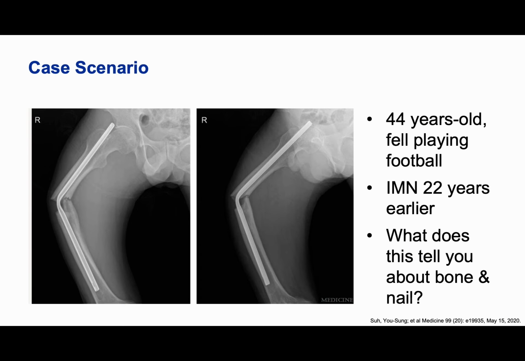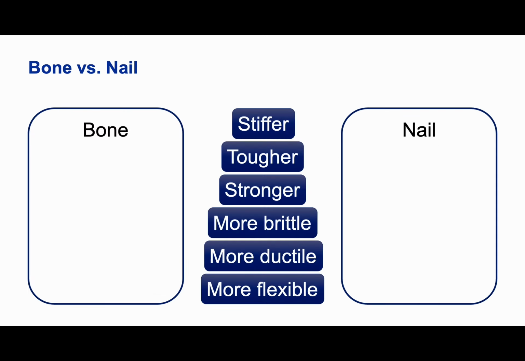Let's start with this case scenario. This is a 44-year-old male patient who fell playing football. He had this IM nail 22 years ago with no problems. Looking at these x-rays, what do they tell you about the mechanical properties of the bone and the nail? On a separate piece of paper, try to match each of the terms in the middle with the corresponding box. We will come back to answer this example later in the lecture.